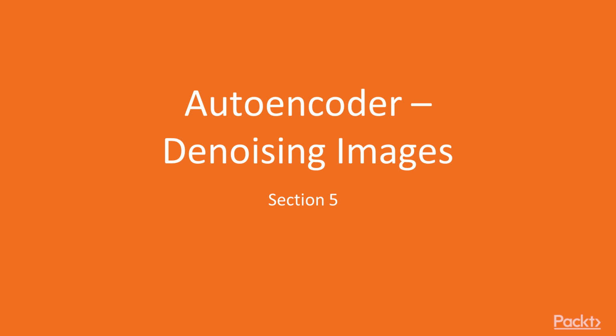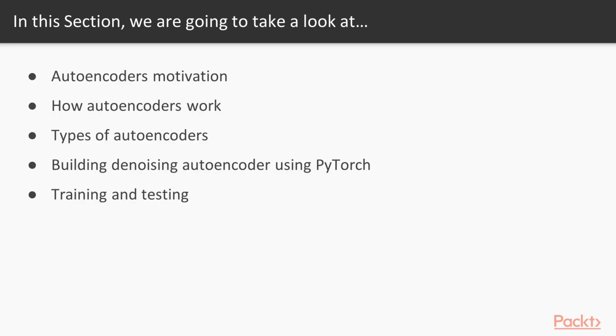Welcome to this course, which is all about autoencoders, and we'll be creating a denoising autoencoder along the way. So in this section, first we are going to see some use cases which will motivate us to learn about this architecture. Next, we will see how autoencoders work, the technical details behind it. Then we will take a look at some of the types of autoencoders. There are a few different variants. Then we'll build a denoising autoencoder using PyTorch, and following that we will train it and we'll test it.